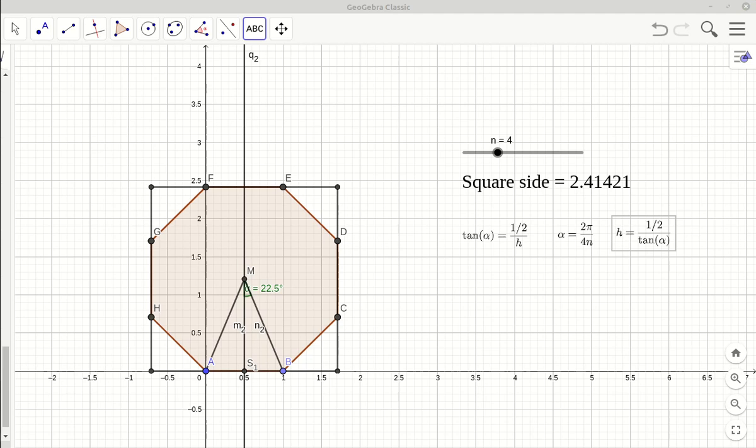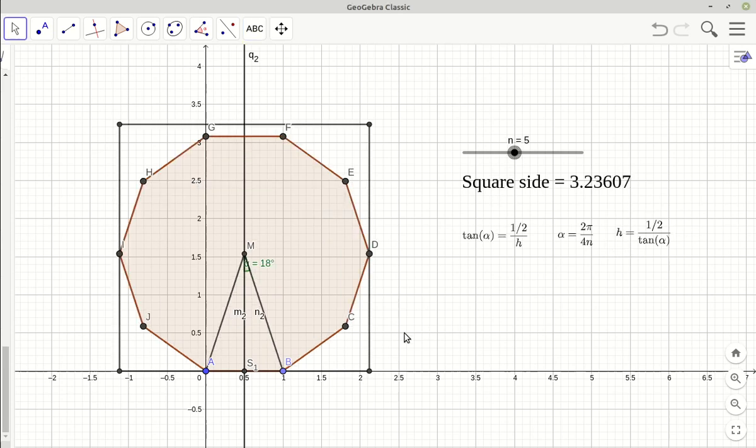So this solves the problem for the case where n is even, and I'm not going to write this down in any programming language. You can implement this formula in your own favorite programming language. Instead, let's look at what happens in the case where n is odd, and we see that here the situation is somewhat different. So for instance, when n is 5, so we're looking at the decagon.